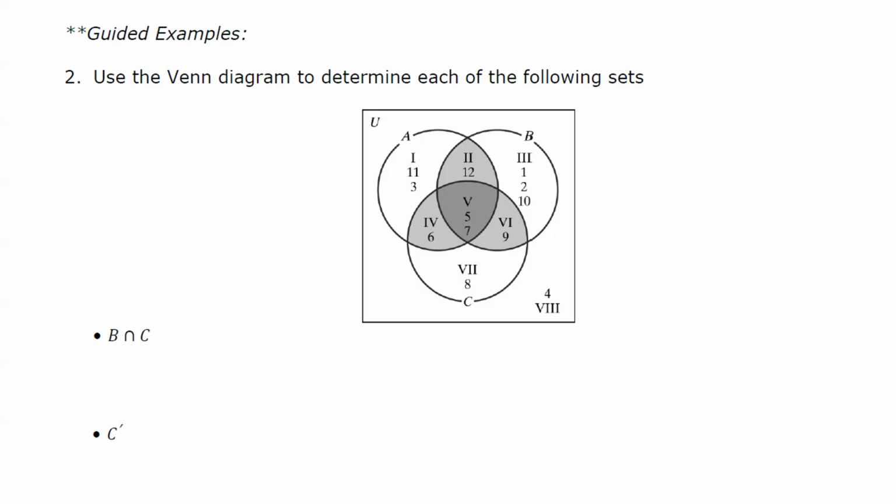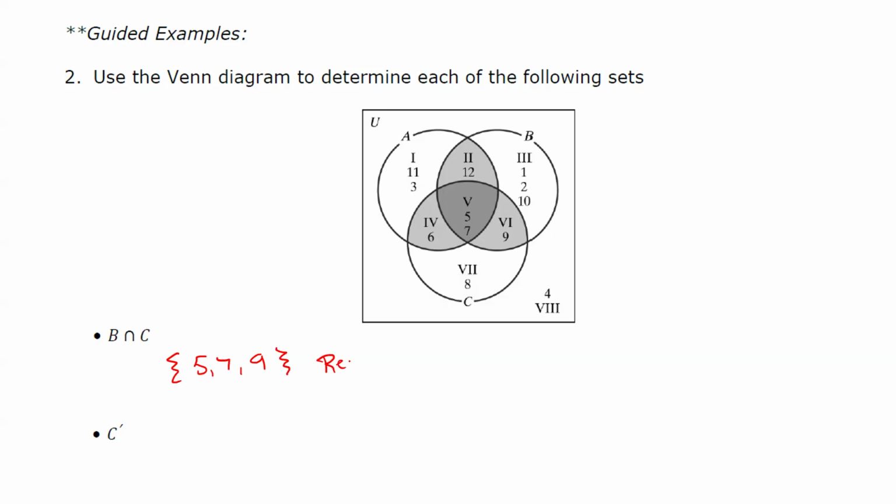What is the intersection between set B and set C? So we know the circles represent the sets. So we're going to look at the circle of set B and we're going to look at the circle of set C. And we want the intersection just between set C and B. Now this set would contain the elements 5, 7, and 9.